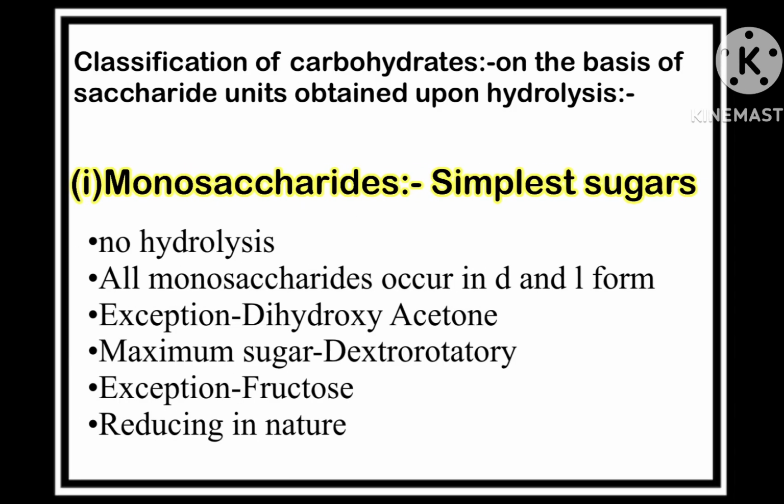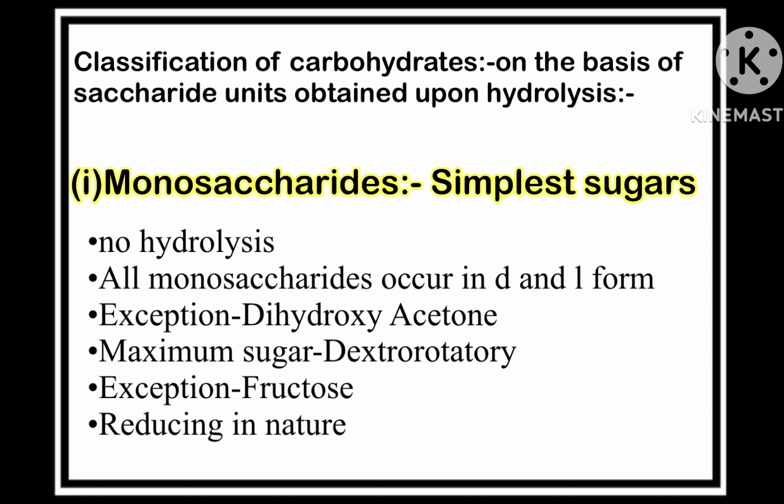Now moving towards the classification of carbohydrates on the basis of the number of saccharide units obtained on the product of hydrolysis. Hydrolysis means breaking the carbohydrate bonds in the presence of water. We'll see carbohydrates are of three different types: monosaccharides, oligosaccharides, and polysaccharides.